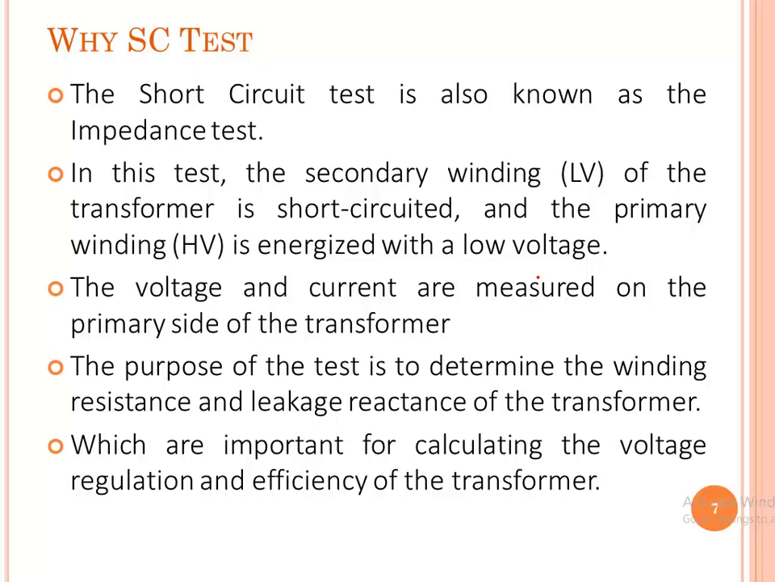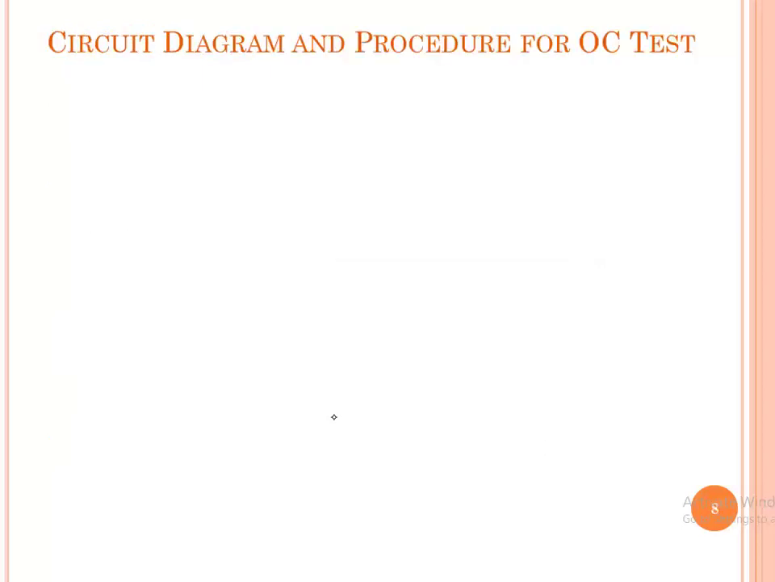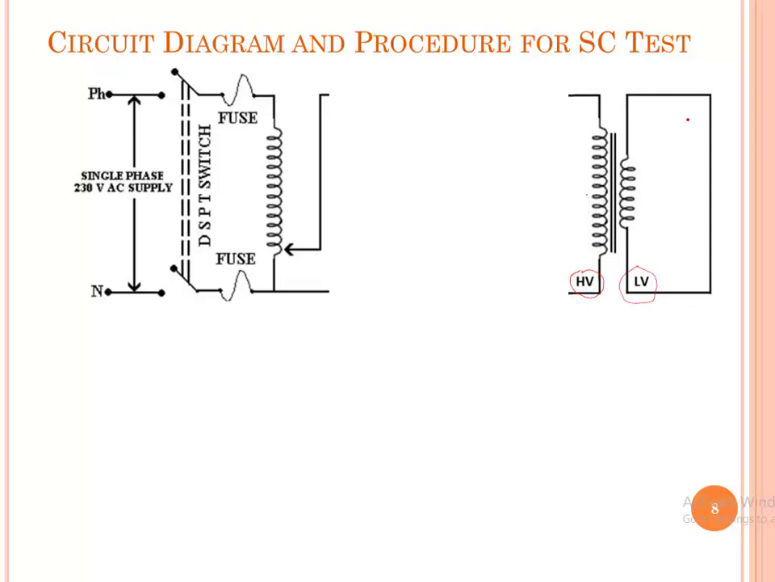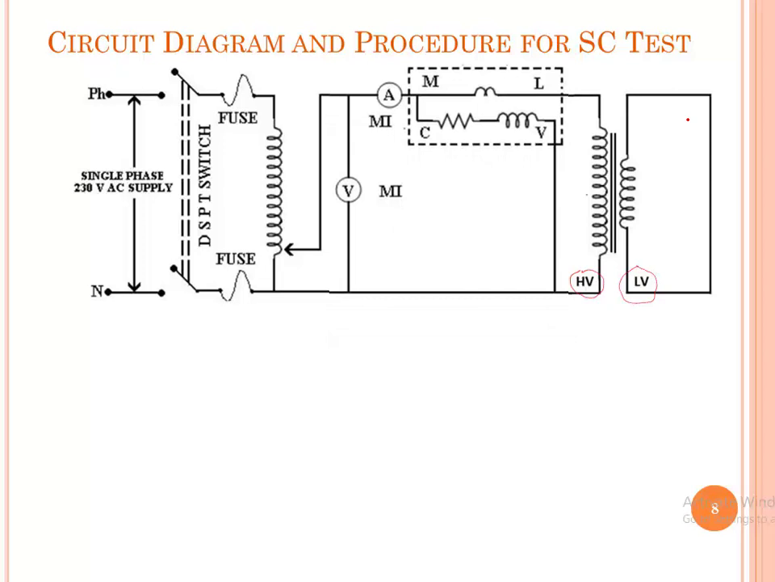The purpose of this test is to determine the equivalent resistance and equivalent reactance referred to the primary side, which are important for calculating the efficiency and voltage regulation of the transformer. Circuit diagram to perform SC test, and we'll also see the procedure. This is the LV side taken along the secondary side and HV side is considered along the primary side, and an auto transformer is used to get the variable voltage. A voltmeter, ammeter and wattmeter is used to measure the input voltage, current and the power.